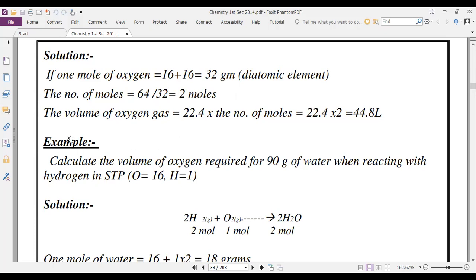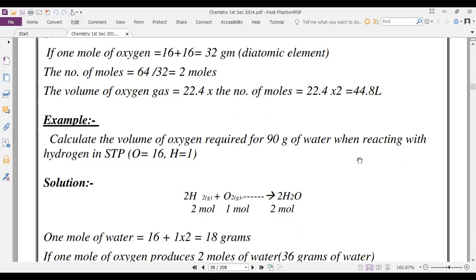Then what about the volume of oxygen gas? Volume of oxygen gas equals number of moles times 22.4, so 2 times 22.4 equals 44.8 liters. Any problem? Okay. Second example.